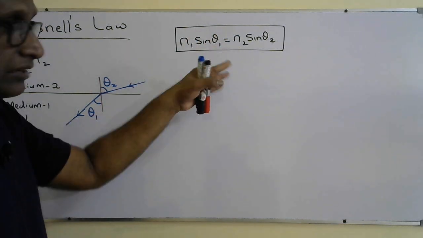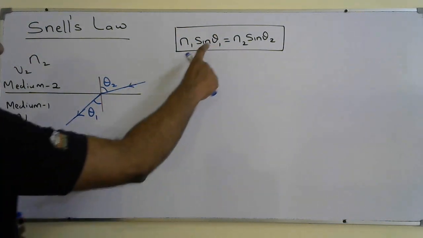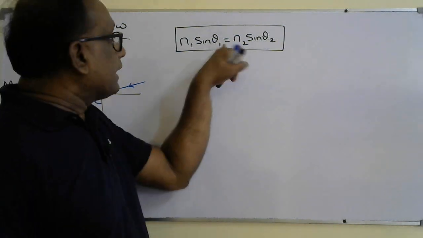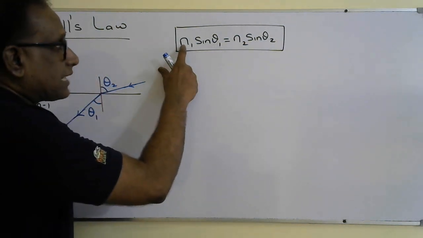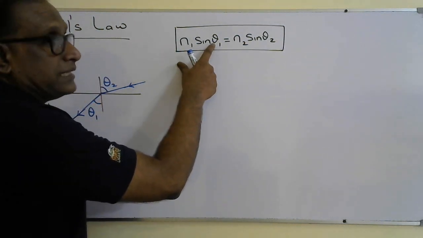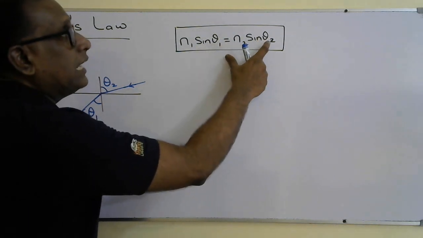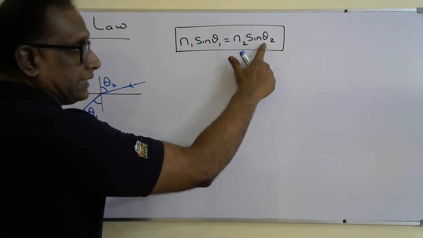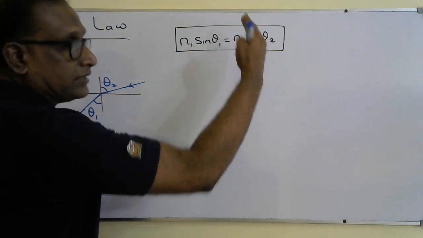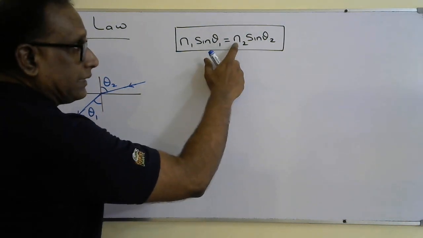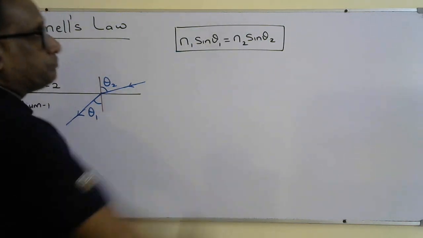n1 and n2 are the refractive indices of the two media. Theta 1 is the angle in the medium which has refractive index n1, and this angle is measured with the normal to the boundary. In the same way, theta 2 is the angle with the normal to the boundary in the medium which has refractive index n2.